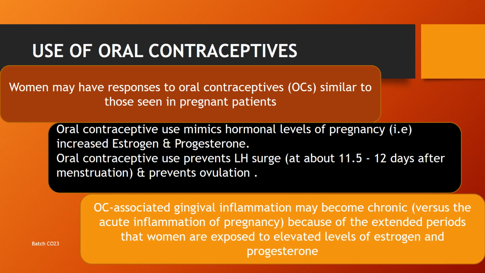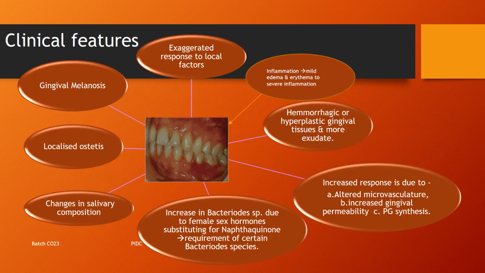This may become chronic because of the extended periods that women are exposed to elevated levels of estrogen and progesterone, not a limited period. So if they are exposed to these inflammatory mediators for extended periods, it could become chronic. What are the clinical features you can see in patients using oral contraceptives? Some of the features you can see: an exaggerated response to local factors, as we said before, and inflammation.